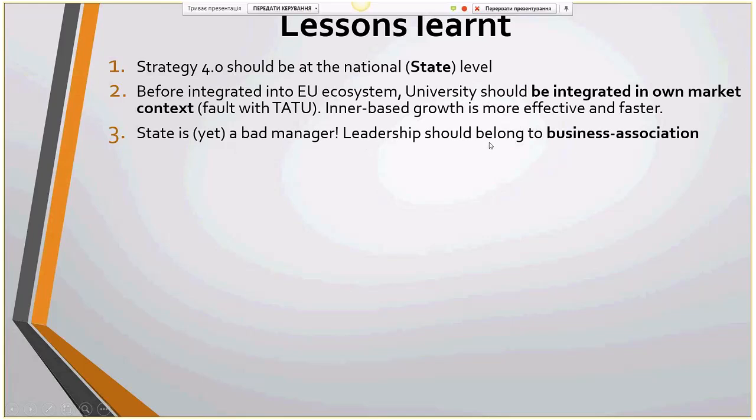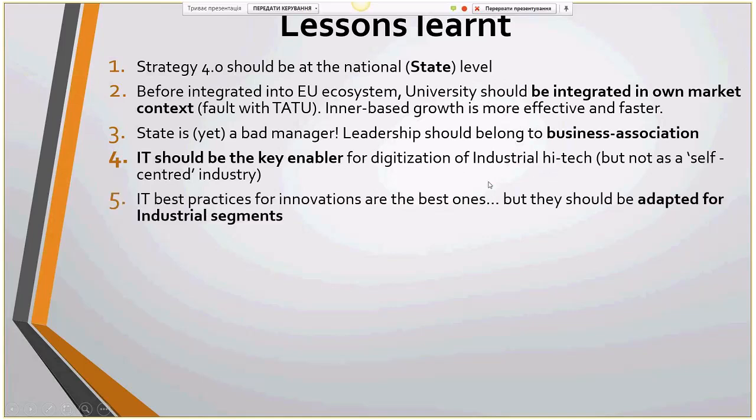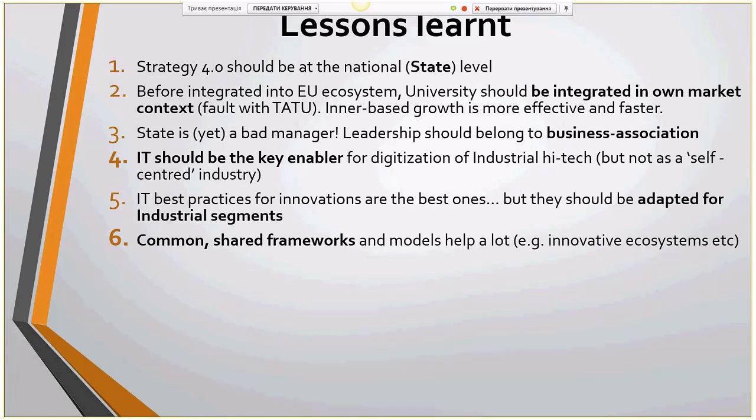Well, maybe I don't discover America if I say that the state is a bad manager. Of course, it is in our interest to take leadership, we are a business association. In many cases we know much better how to work with public money or funds, especially if you're talking about innovation that should really be integrated in the market and with the end user. IT really can be a key enabler. I mean technology, also best practice. But we should anyway adapt all this IT practice to the industrial segment. Because if you take just the B2C market and a pure IT approach to develop a startup, it doesn't work in the industrial manufacturing segment.